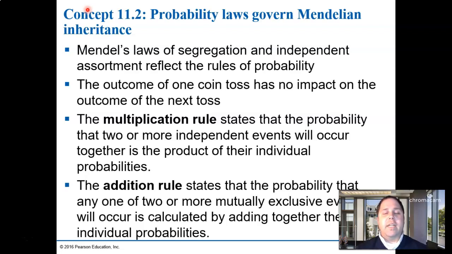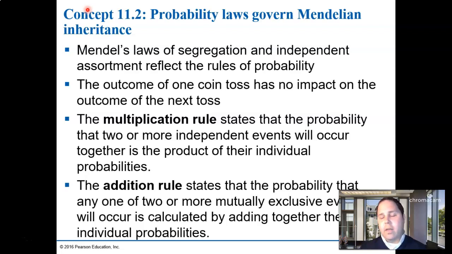The addition rule states that the probability of either one of two mutually exclusive events occurring is found by adding together the probabilities. So in this case, what is the probability of getting both a heads and a tails if I flip a coin twice? In that question, you don't care which order. So the probability of getting a heads followed by a tails is 1/4. The probability of getting a tails followed by a heads is 1/4. So the probability of getting a heads and a tails together is going to be 1/4 plus 1/4, or a half.